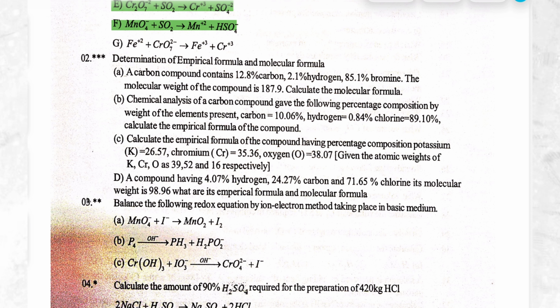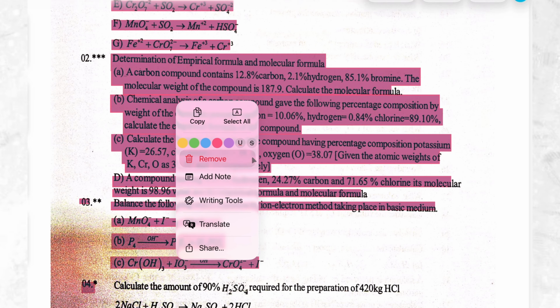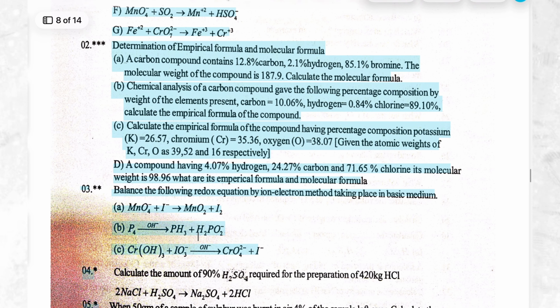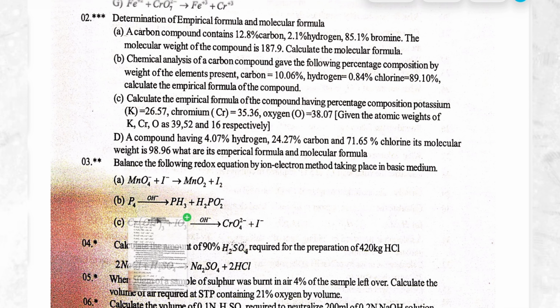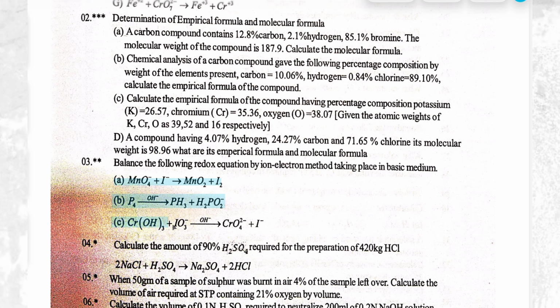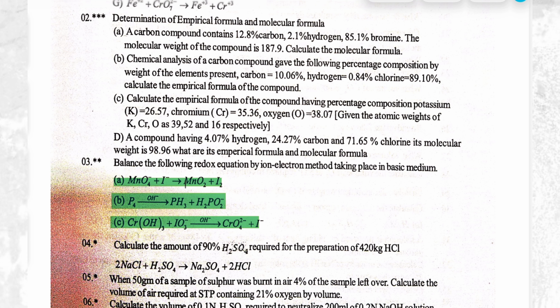And here the third one, you can see, is basic medium. In this third one, basic medium, they are asking MnO4 minus plus I minus, these two. And B is the most asked question. B and C both are mostly asked questions. Don't forget. Clear, students? So these three, A, B, C, are important for us. Basic medium, don't forget to practice.